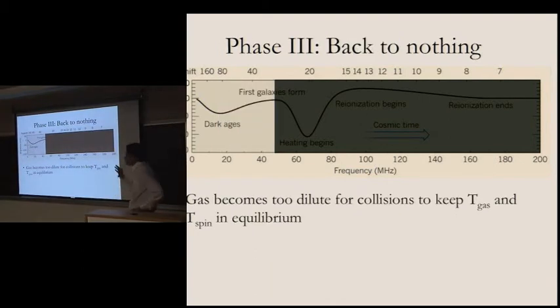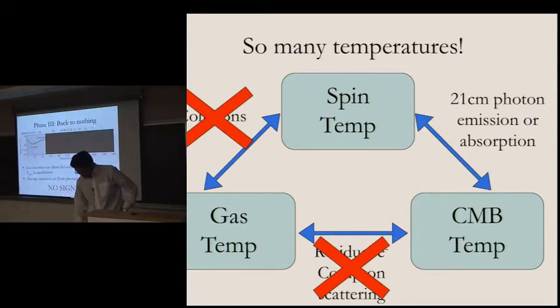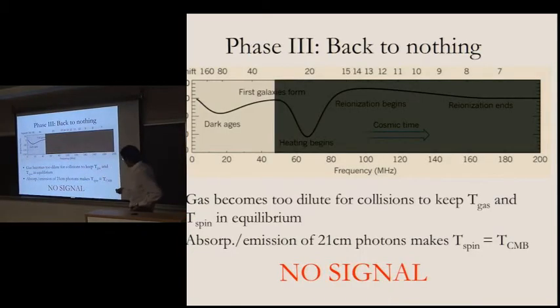Now eventually the hydrogen atoms themselves become so dilute that the collisions just aren't able to keep T gas and T spin in equilibrium anymore. So if you look at those temperatures we talked about earlier, you've lost this link, no more collisions, you've lost this link, no more residual electron Compton scattering, and all that's left is this link between the spin temperature and the CMB temperature. So T gas, T spin and T CMB become equal, and once again you have no signal. This returns to 0.